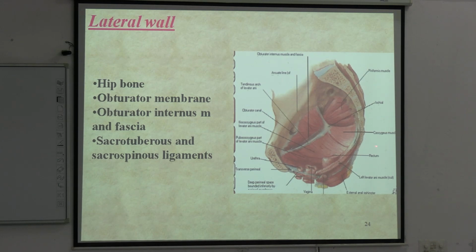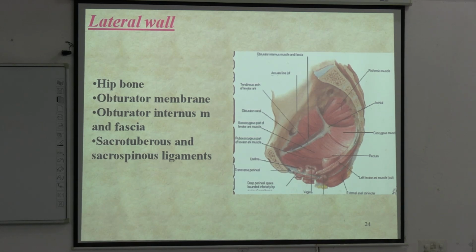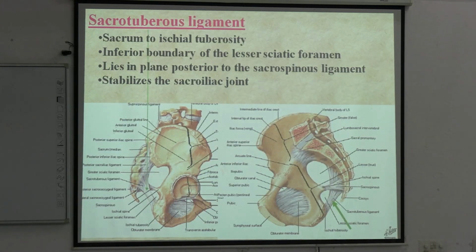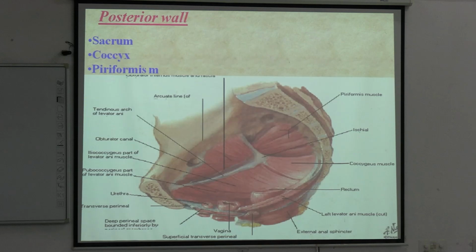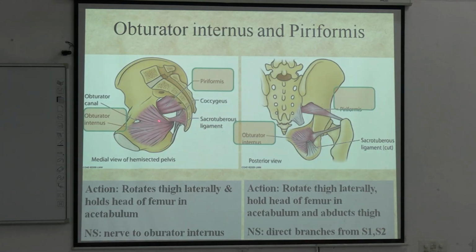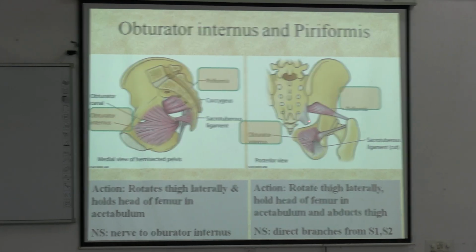This wall which you see here is the posterior wall. The posterior wall is made by the sacrum, and below it the tailbone, coccyx. Then we have a muscle on top of it, which we call the piriformis. This piriformis and the obturator internus, which is in the lateral wall, have a very close relationship. How are they important? Both of these muscles, piriformis and obturator internus, are seen here in the medial view section; this is the posterior view.